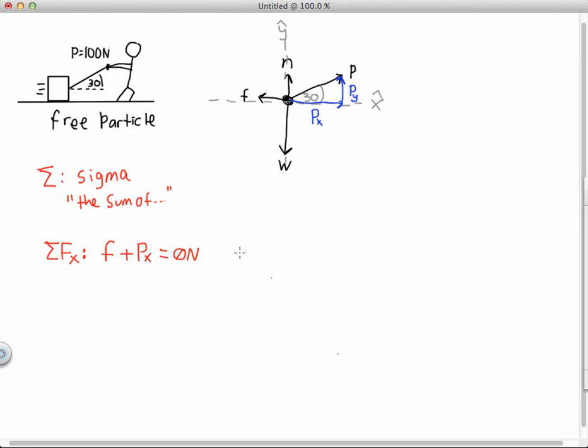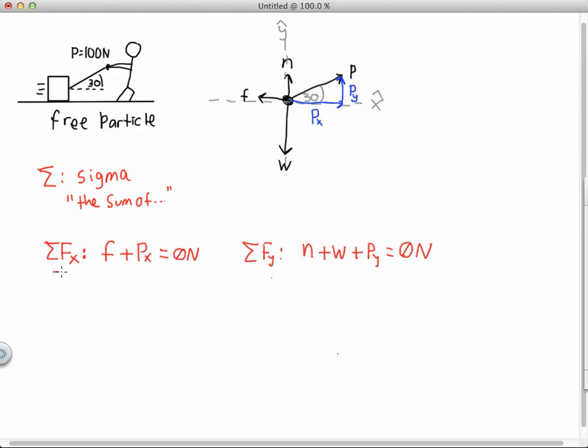Now if I look in the y direction, I want to sum those forces up, and I see that I have the normal force, the force of gravity, and then P is pulling up by the amount P sub y. So I would write the sum of forces in the y direction as N, the normal force, plus W, the force of gravity due to the Earth, plus P sub y. And once again, this block is not accelerating in the y direction, so all of those forces must add to 0.